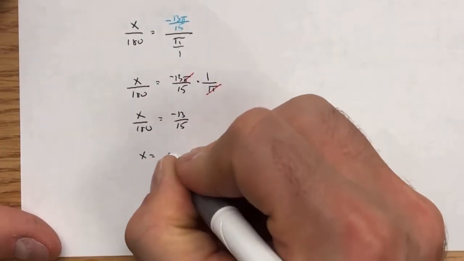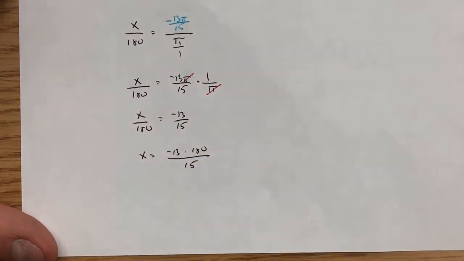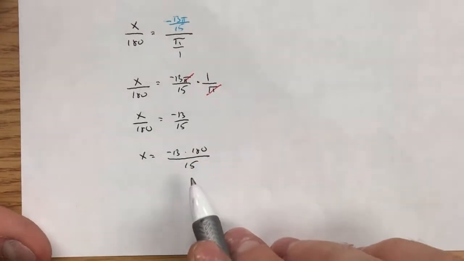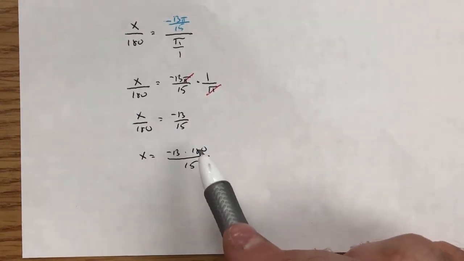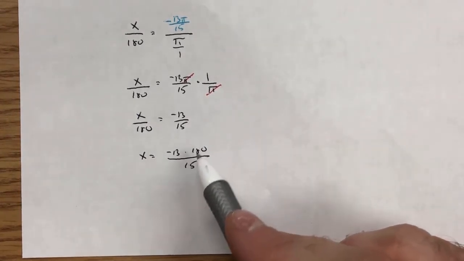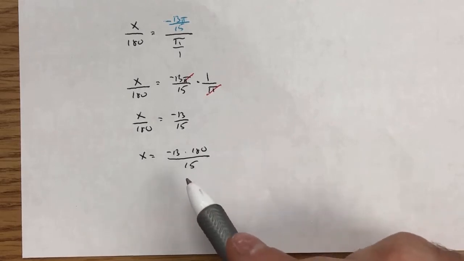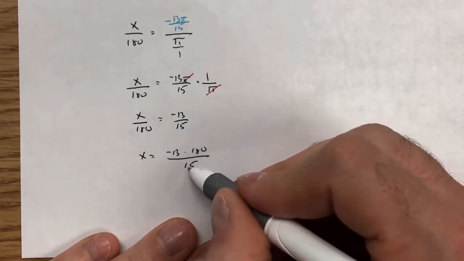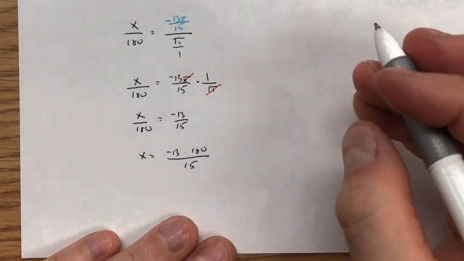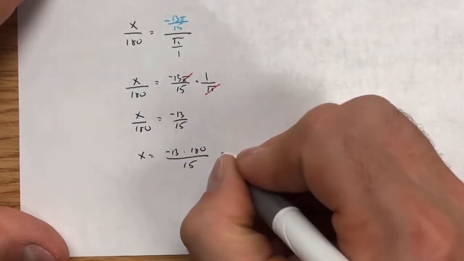So x equals negative 13 times 180 over 15. Okay. Now I'm going to reduce this as much as possible. I could multiply 13 times 180 and then reduce, but what I notice is that 180 and 15 are reducible. They're both divisible by 3. Actually, they're both divisible by 5, so let's do 5 first.